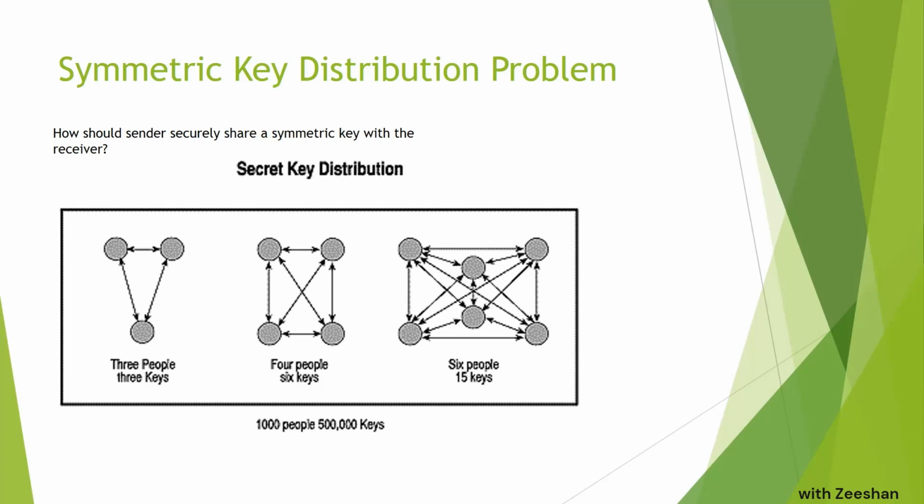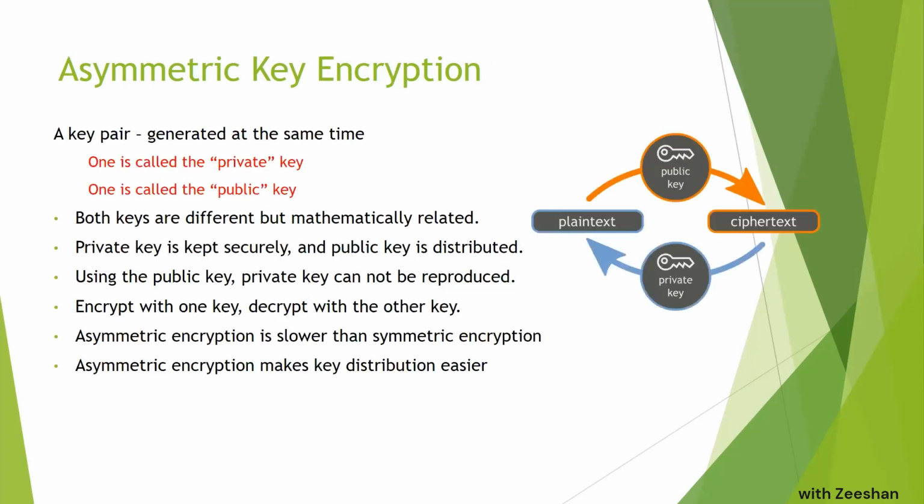Okay, let's say I want to send Bob some data. I want to send Alice some data. So first I have to find the keys of Alice and Bob, and there is a huge chance that I can mix up the keys. So this is the mechanism. This was the problem with symmetric key distribution.